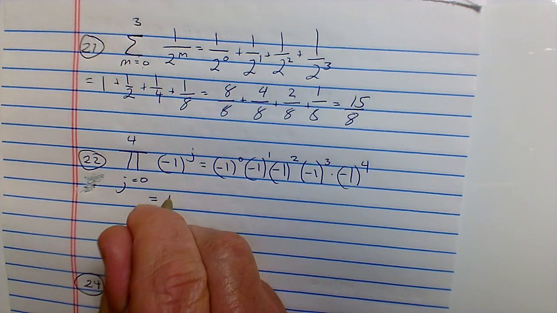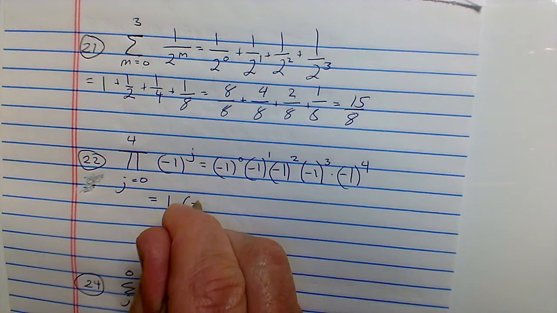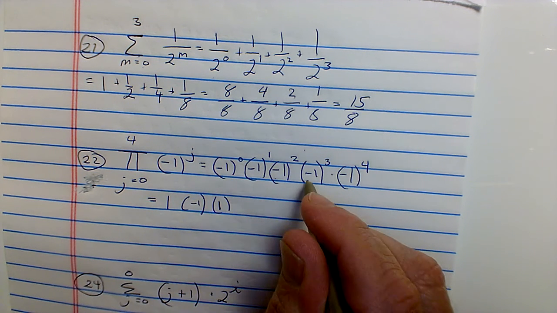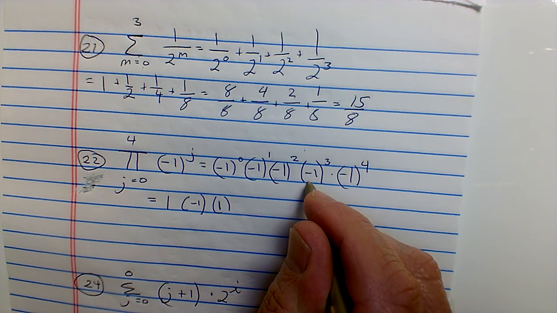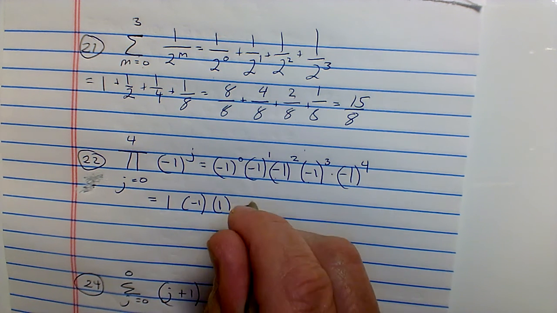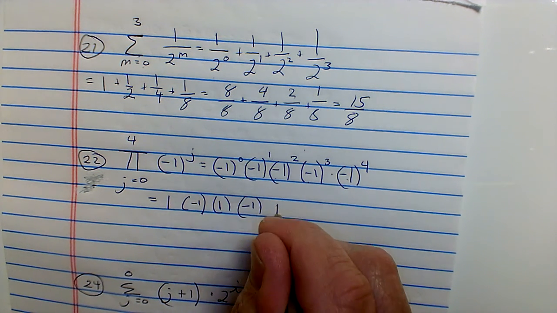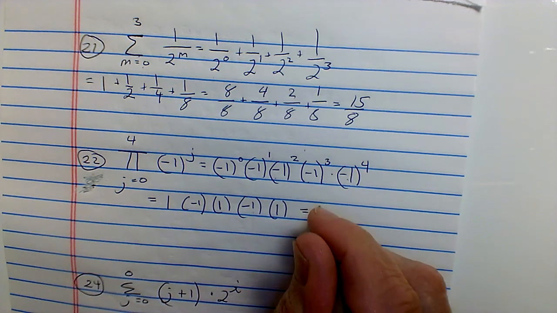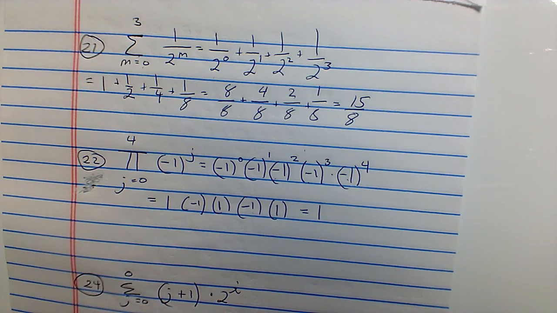Anything to the 0th power is 1. The next one is a -1. This one's a +1. This factor is a -1, and this one's a +1. So we simply have -1 times -1. The product of all of these is 1.